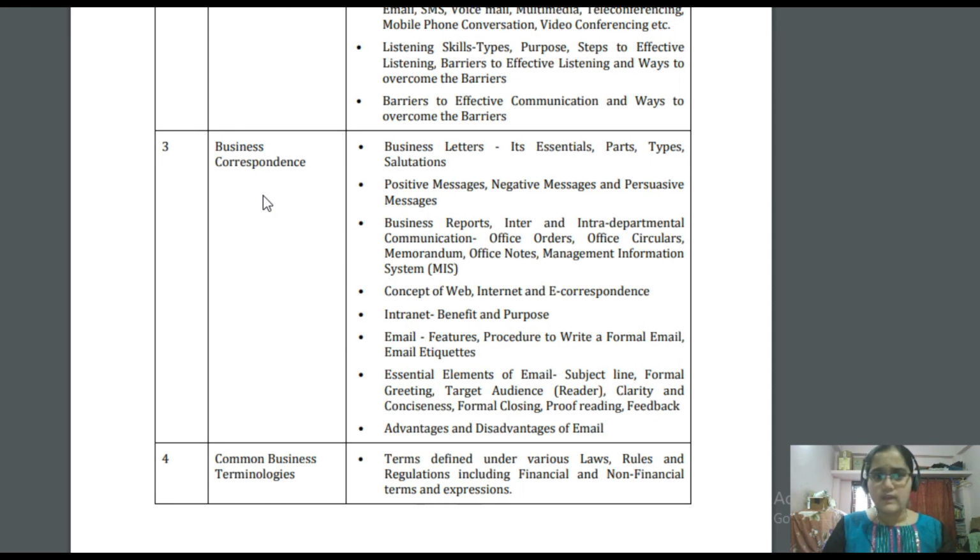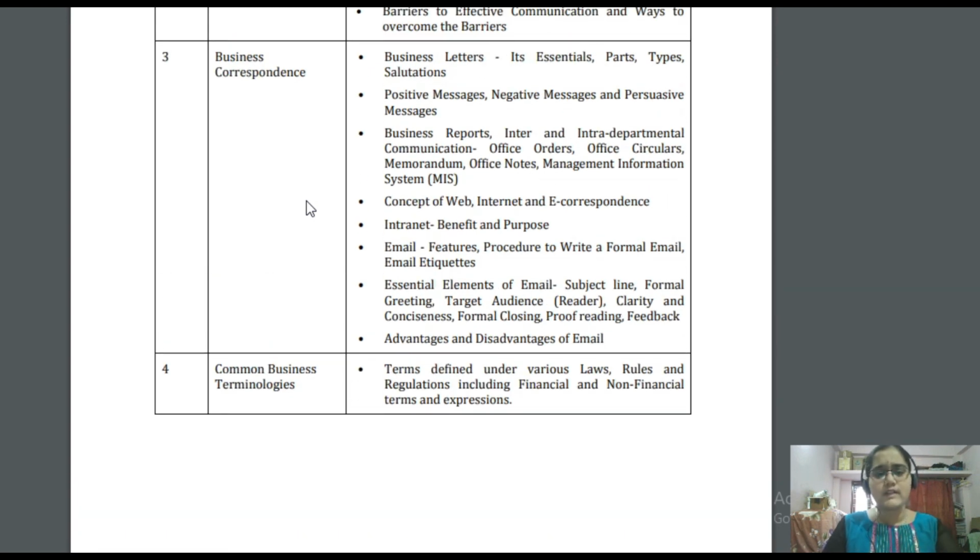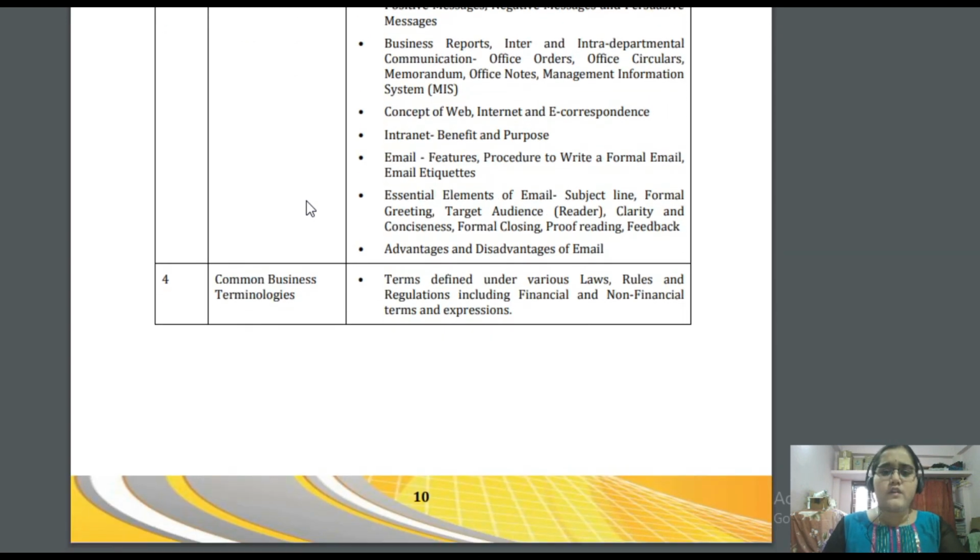I think it's paper number 2, I guess. You can go to that PDF downloader, you'll find these contents there. If any further notification comes from ICSI, I'll definitely share it over the channel for the resources for preparing for the examination. Then again, you have common business terminology like various definitions in law, financial, non-financial terms.